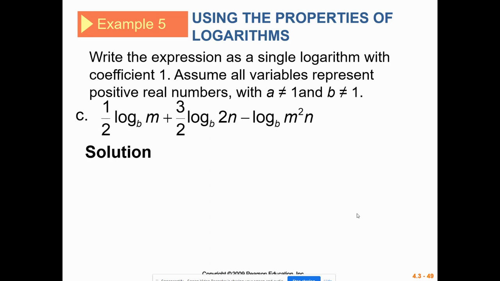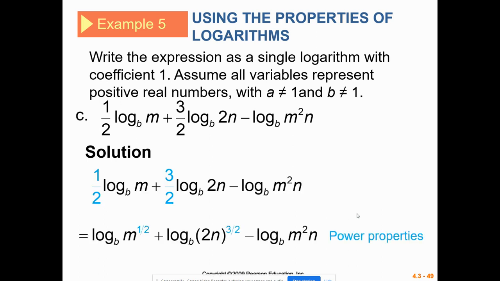The last example, we have coefficients that need to be turned into powers. We have sums that need to be turned into products. And we have a difference that we need to turn into a quotient. So the first thing we're going to do is move our 1/2 and our 3/2 up into an exponent spot. That's all we've done so far, change the 1/2 to the exponent and the 3/2 to the exponent.